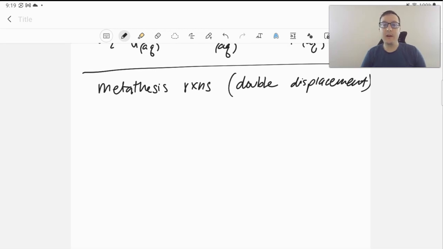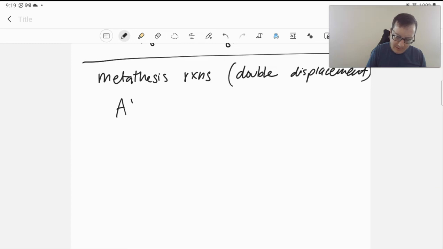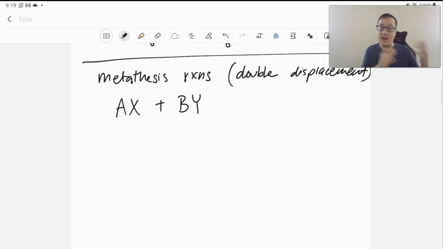In this video, we're going to take a look at what are called metathesis reactions, or more commonly known as double displacement reactions. In these reactions, we're going to take two ionic compounds, and I'm going to just note them as AX plus BY. So we have A and B as your cations, X and Y as your anions, and in the course of this reaction, they will switch their partners if a reaction is going to happen. So we're going to end up with AY and BX, where we will have switched the partners of each ion.